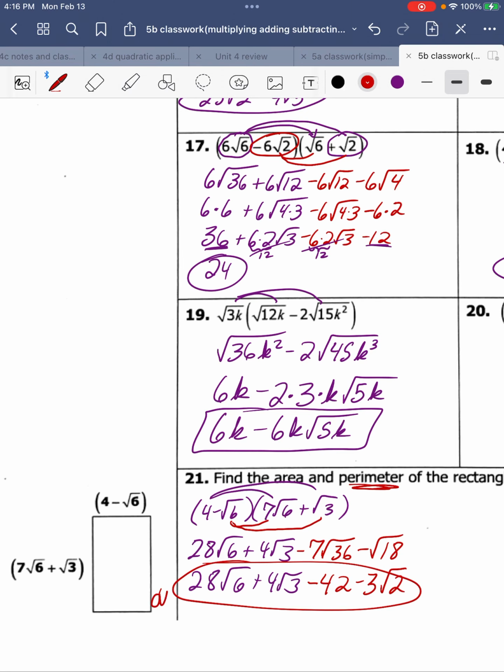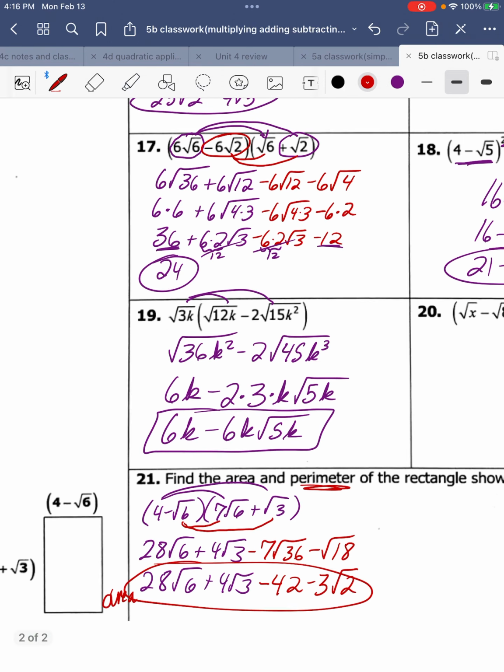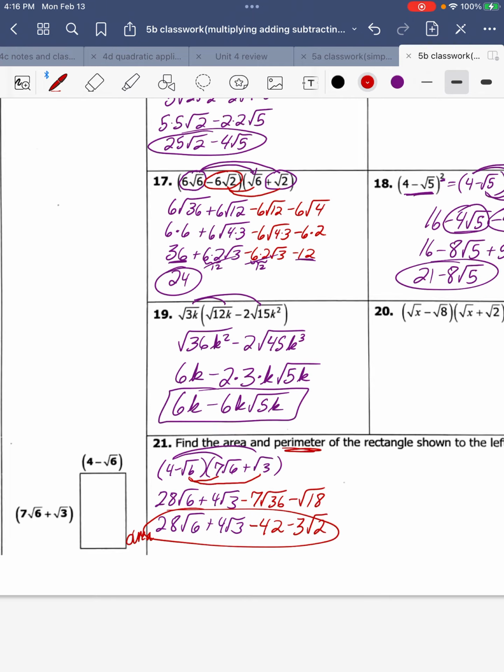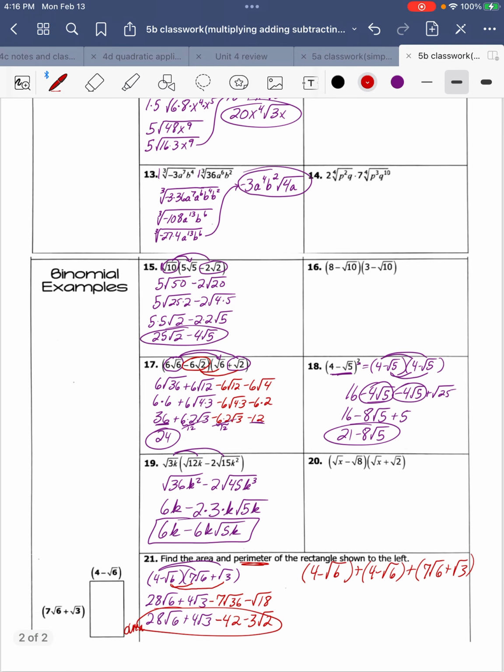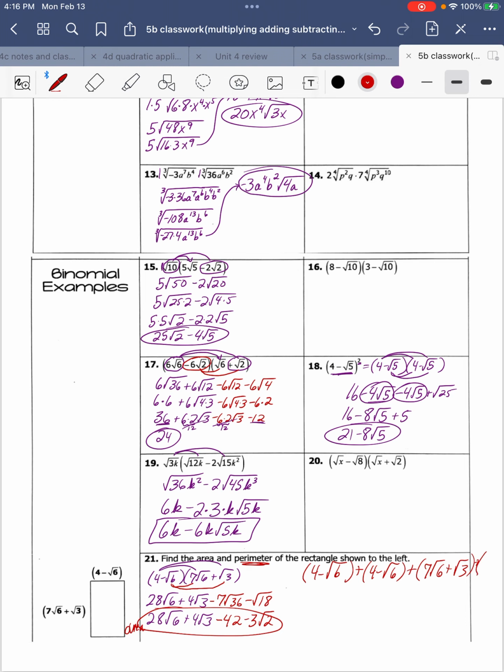Now when it comes to perimeter, so this is area. Now perimeter, I need to add them up. So I need to have 4 minus the square root of 6 plus 4 minus the square root of 6 plus 7 square root of 6 plus square root of 3, and one more of those. I'm not going to fit this in. 7 square root of 6 plus the square root of 3.